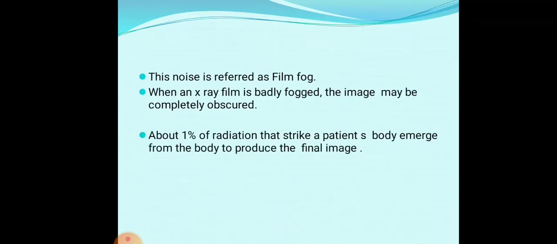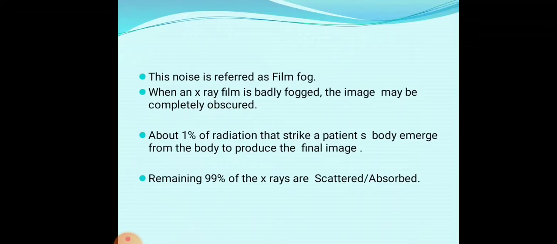After that, about 1% of the radiation that strikes a patient's body emerges from the body to produce the final image. The remaining 99% of X-rays are scattered or absorbed. Okay, so it would cause more damage to the human body.